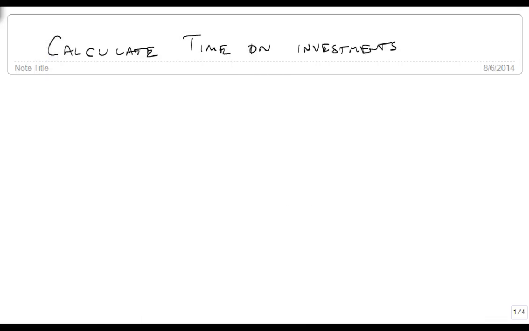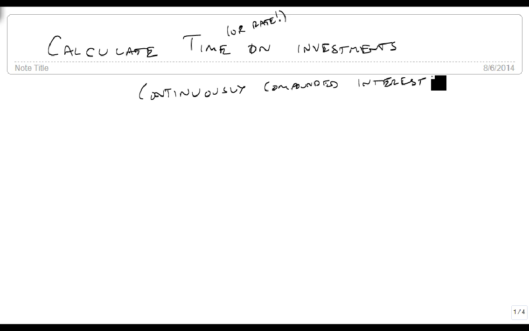We're now going to talk about how we can calculate the time on investments, and it turns out that we could also use this to calculate the rate. So if we need to have it happen in a certain time period, then we could calculate the rate. And we're only going to do this with continuously compounded interest, but the basic idea holds all the way across the board for compound interest.